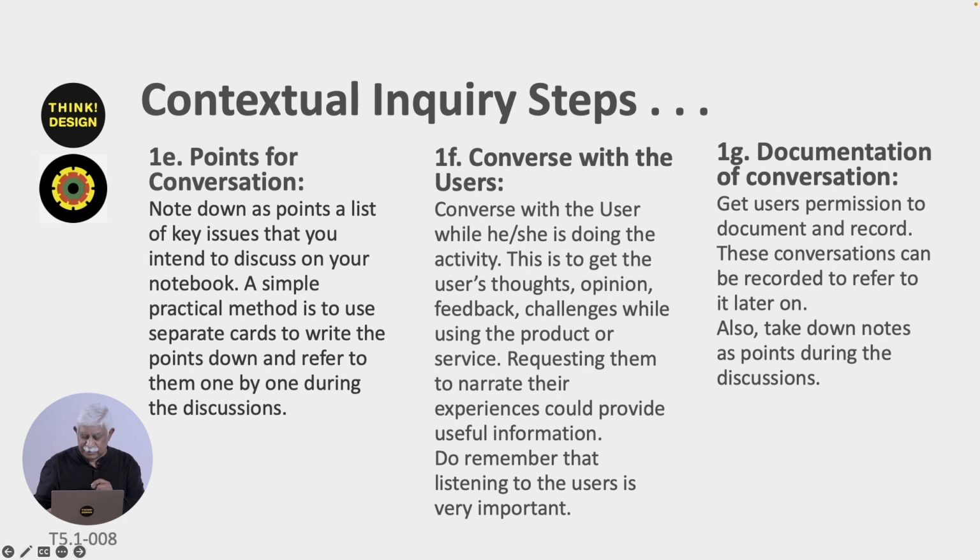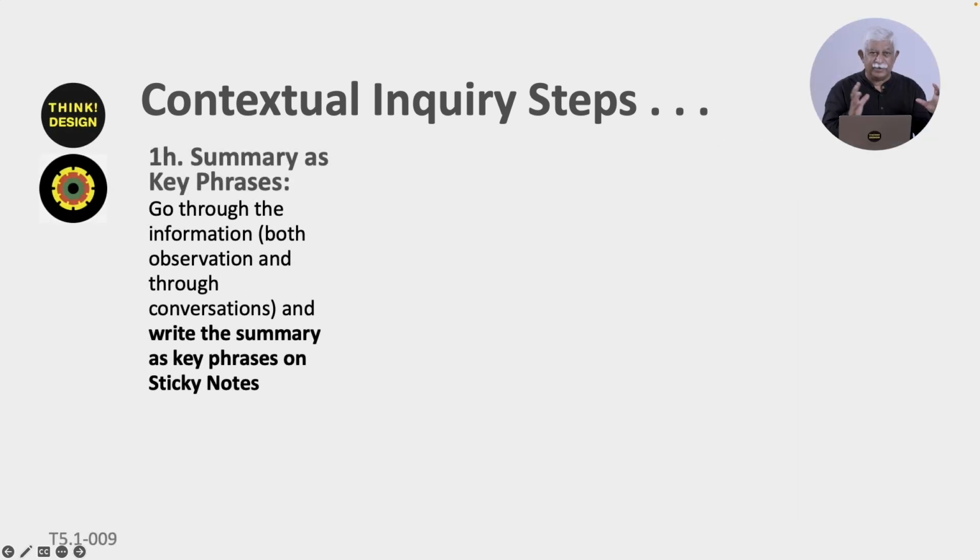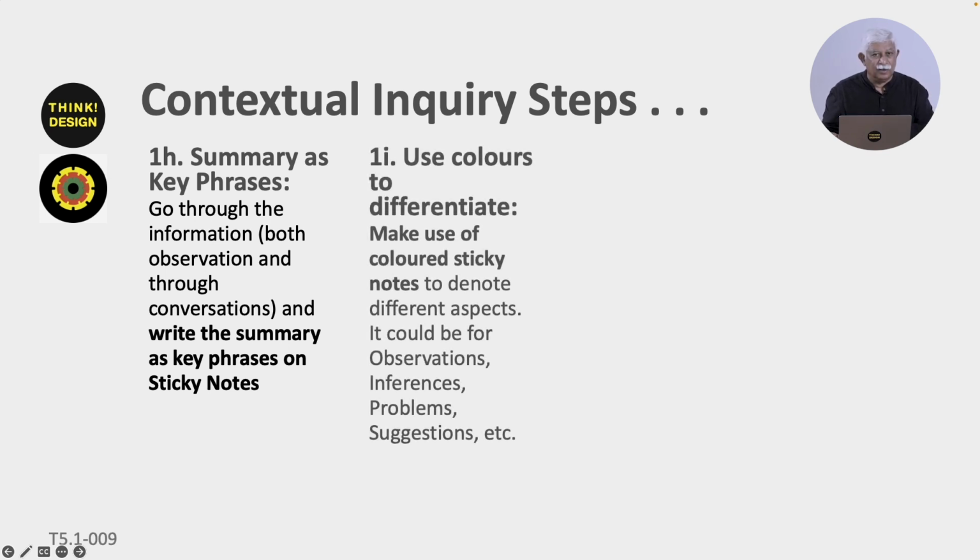Also take down notes as points during the discussion. Go through the information and make a summary as key phrases, or small, in a few words you put down the summary. You could put it on sticky notes or on cards. You could use different colors to differentiate different types of activities, like observations can be in one, problems can be in another, suggestions can be in another.